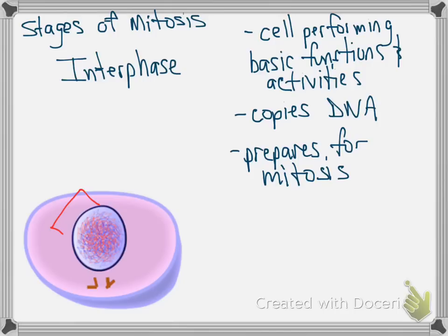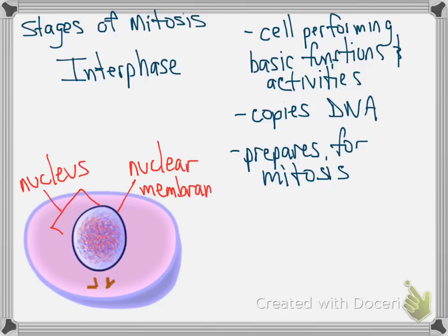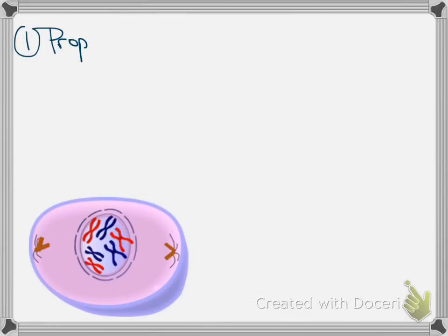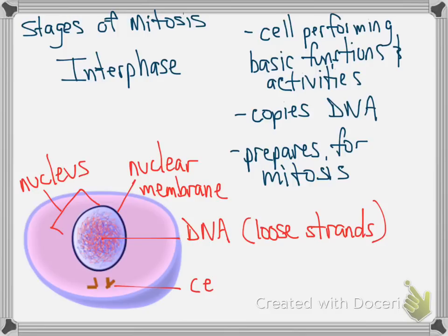And if we quickly label our diagram, here we have the whole structure inside the cell, and that is our nucleus. And we have the nuclear membrane, which is something we haven't talked about. There's our DNA, and it's in a pile of loose strands. And our last structures, these are also new. These are called centrioles. Right here we have our centrioles, and these little rods kind of act like magnets, and they're very important during the stages of mitosis.